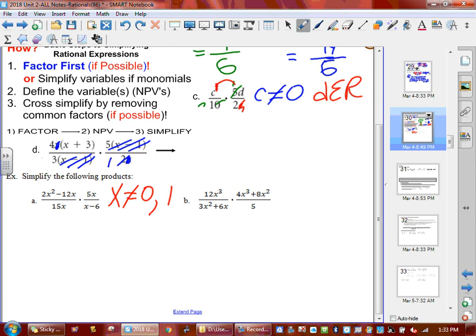So now what we do is we're going to multiply both coefficients on top. You got to multiply those together. So we're going to have 10 beside the bracket, x plus 3. And on the bottom, we've got 3 times 1 to give us a 3. And that will be our final answer.